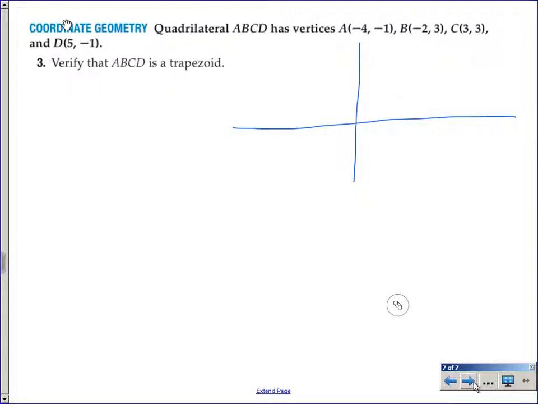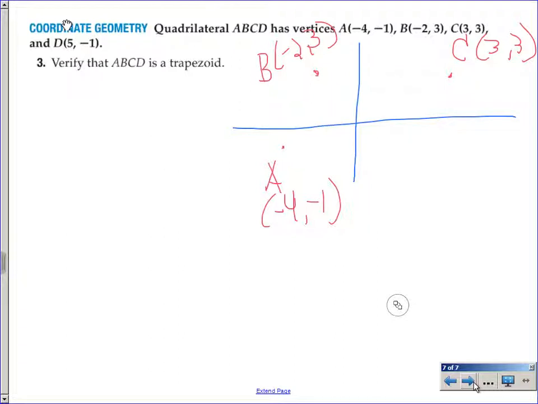So I would assume -4, -1 would be right here, so I'm going to label A, -4, comma, -1. B is going to be -2 and 3, so B, -2, comma, 3. C is going to be 3 and 3, so it would be horizontal to it. C, 3, comma, 3. And then my D is 5 and -1, which coincidentally, it looks like we're going to have something going on that we should recognize. So D is going to be 5, comma, -1. So now I'm going to connect my points, and it looks like I have a trapezoid.